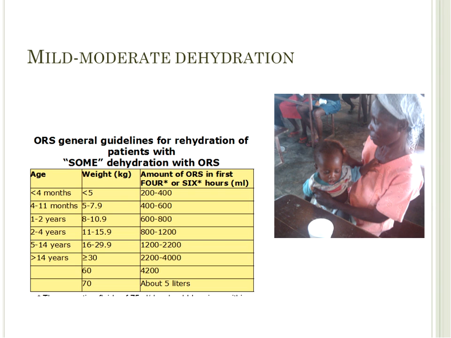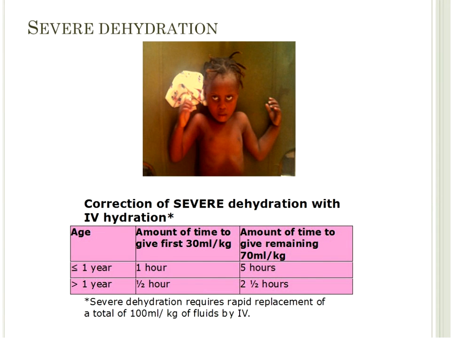This is a picture of a woman who was giving oral rehydration to her child at one of the clinics we had at the beginning of the epidemic in Haiti. And as mentioned, those with severe dehydration, you want to give them IV fluids very rapidly.